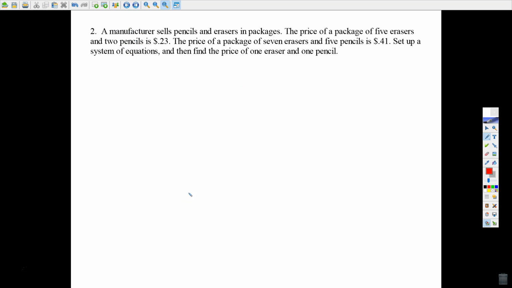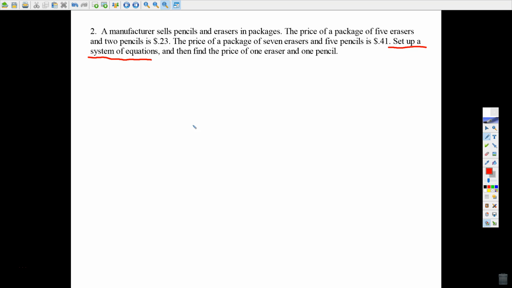We have this manufacturer that sells packages of pencils and erasers. Our goal is to break this up into how much is a pencil, just one, and how much is an eraser. If they're sold in packages, we want to come up with just the price of a single. And this is going to involve a system. You know that because it tells you to set up a system of equations. Well, we need two equations. Basically, an equation to represent each of the prices of the packages.